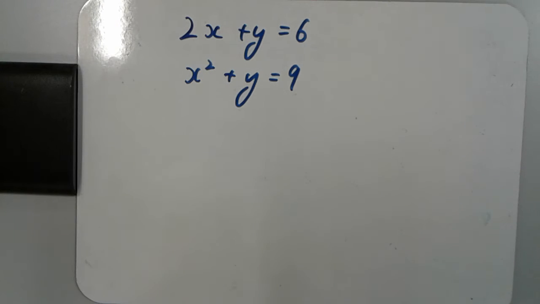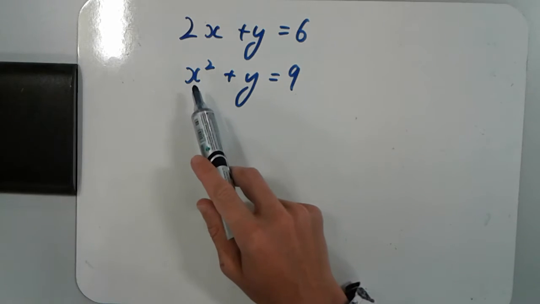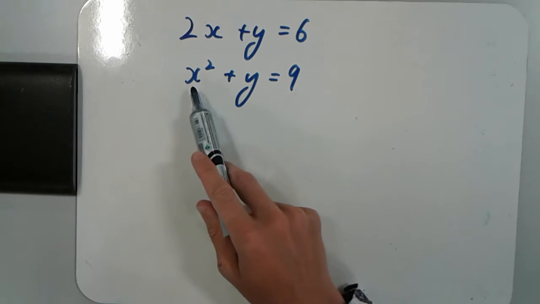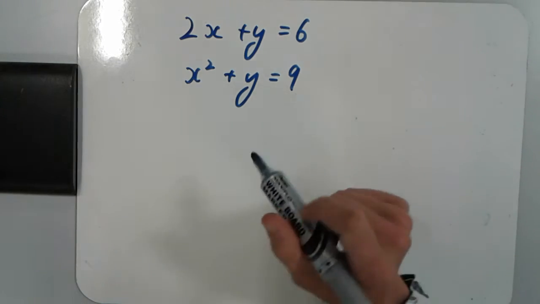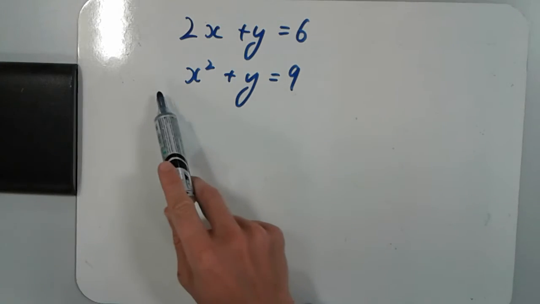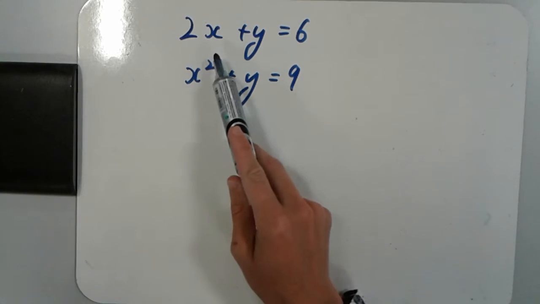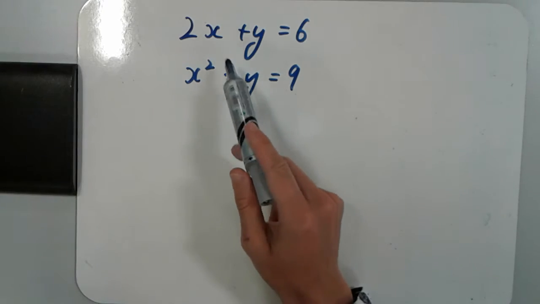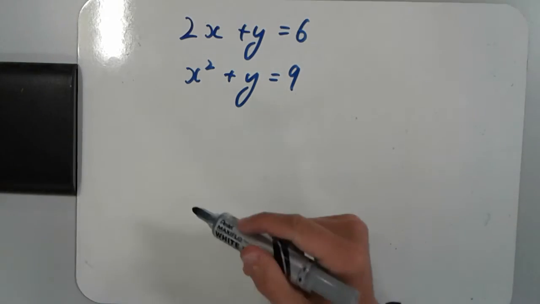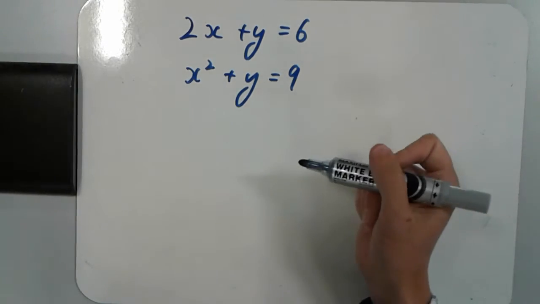We're going to have a look at how to solve simultaneous equations, but notice that in this case we actually have a quadratic term here, x squared. This means that we can't just multiply this one by 2 and subtract it, as the x squared and the x term will not cancel out. We need to adopt a different method in this case.